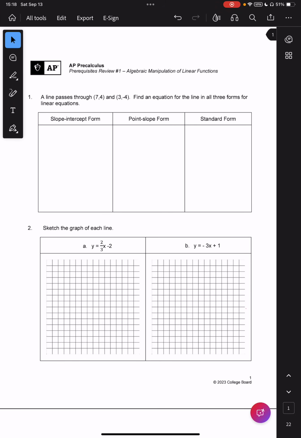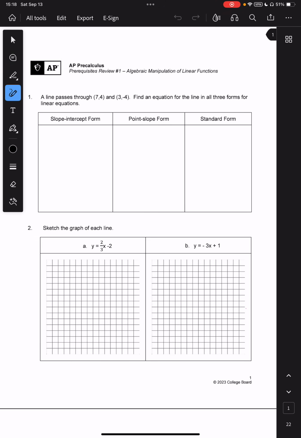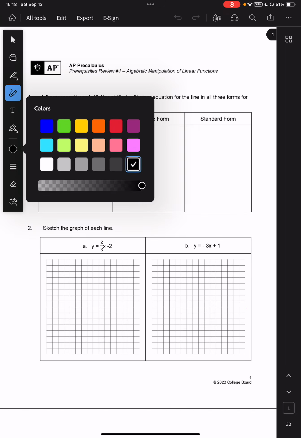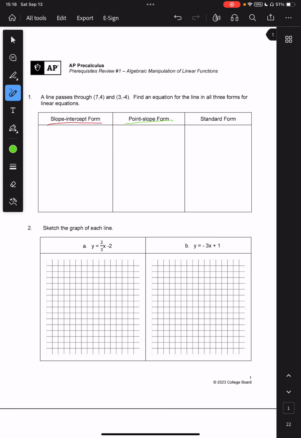So we are going to be going over all of the prerequisites in these videos. First we're going to start off with prerequisite 1, algebraic manipulation of linear functions. If you guys were in class, we saw a bit of these questions. The first one specifically, we were talking about our slope-intercept form, our point-slope form, and then our standard form.